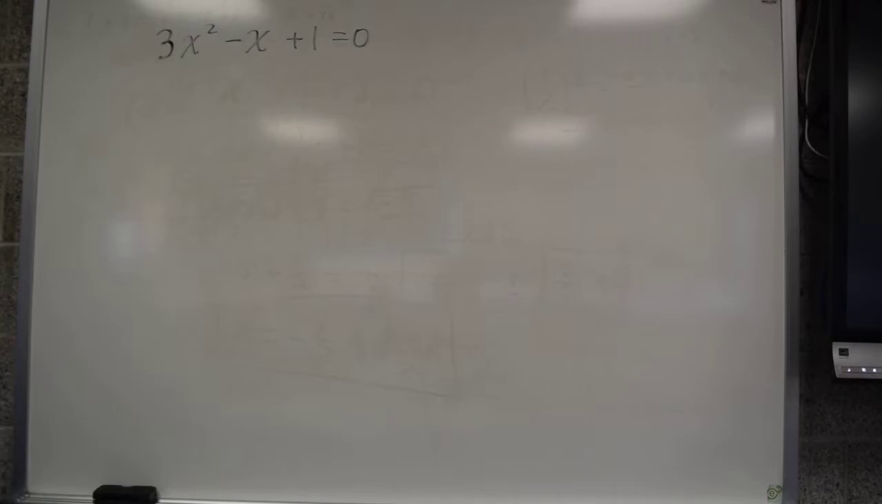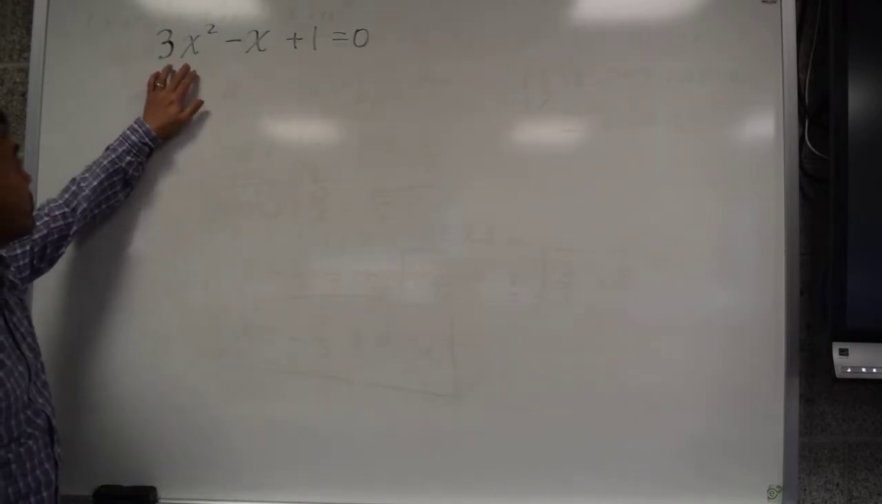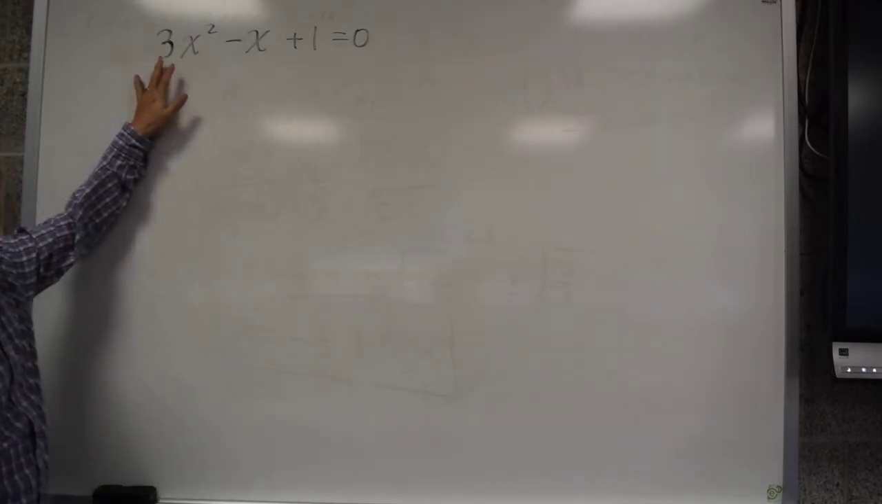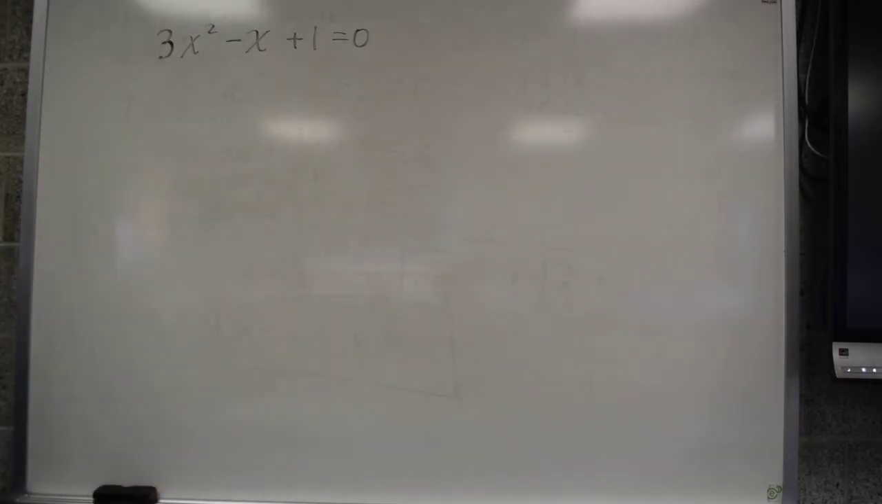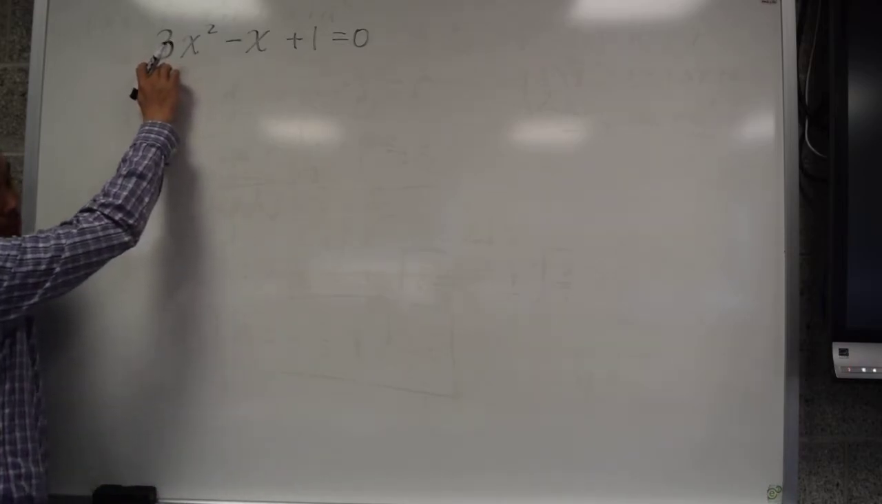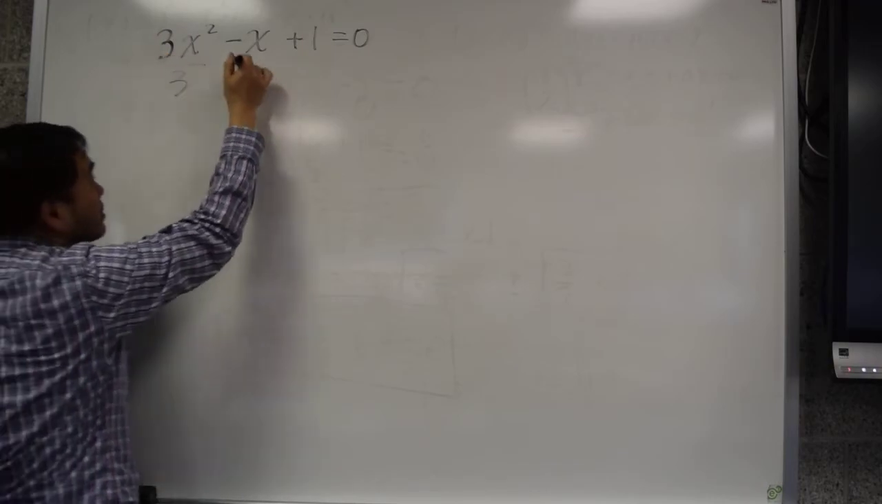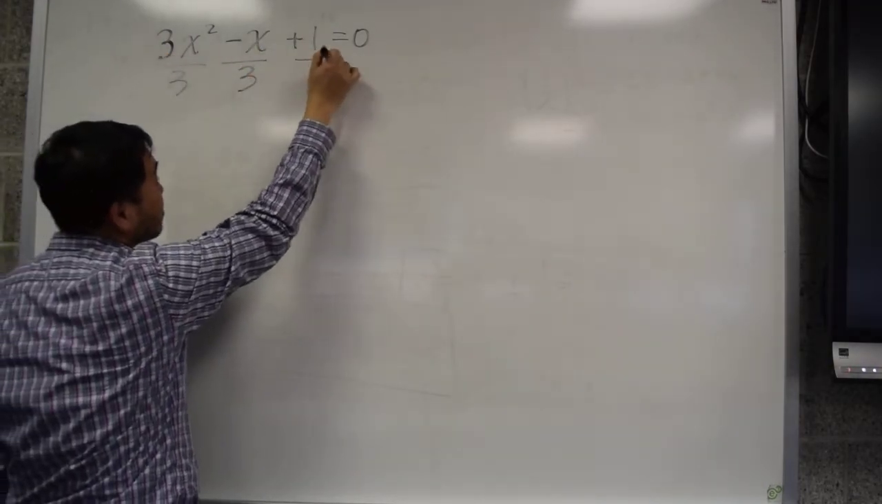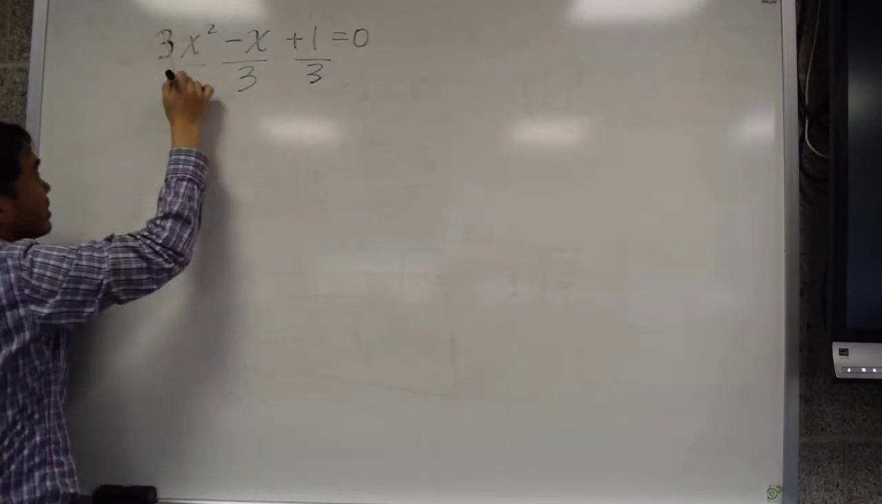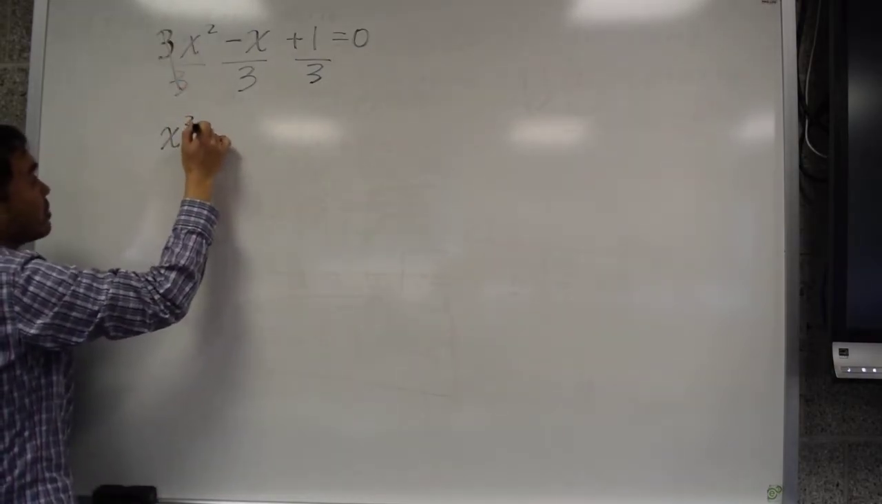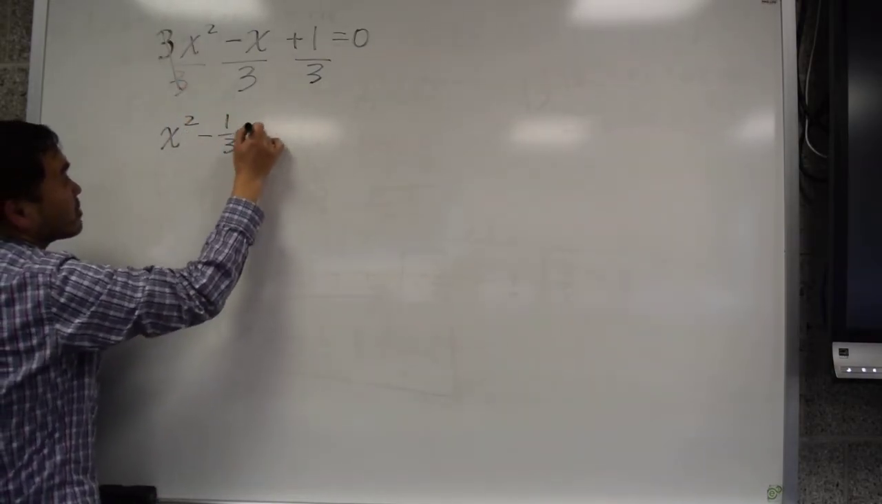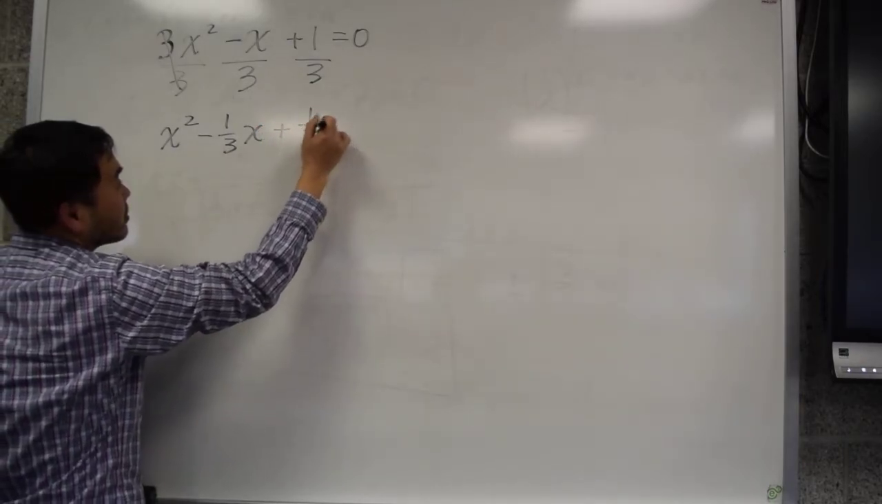Now, if the coefficient of x squared is not 1, how do you solve by completing the square? Well, it goes like this. You divide everything by 3 to force this to be 1. So you divide everything by 3: 3x squared over 3, negative x over 3, and 1 over 3. So the resulting is these cancel, and you get x squared minus 1/3 x plus 1/3 equal to 0.